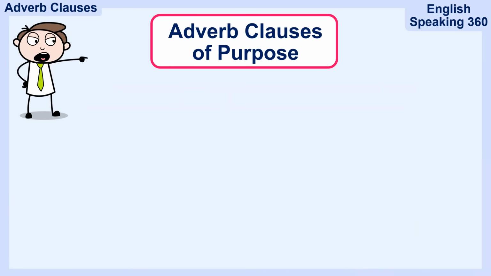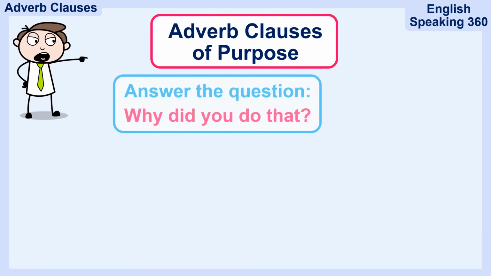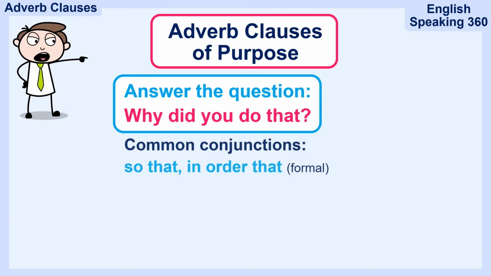Adverb clauses of purpose. These clauses answer the question, why did you do that? For what purpose? For what goal? Here, we don't have many conjunctions. We have only two. So that and in order that. But in order that is very formal, so you might not want to use it. Stick with so that. Let me give you a few examples.